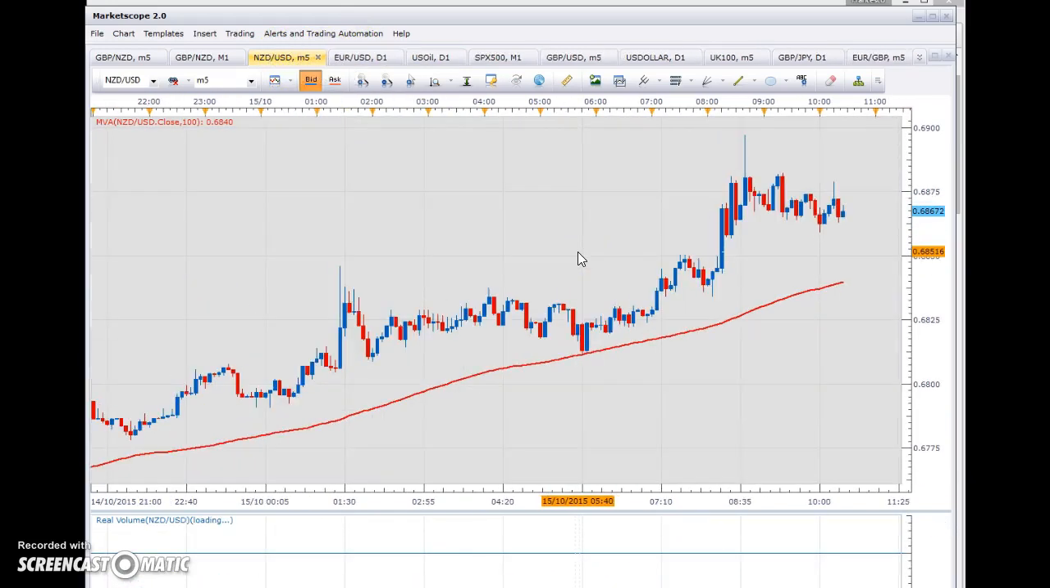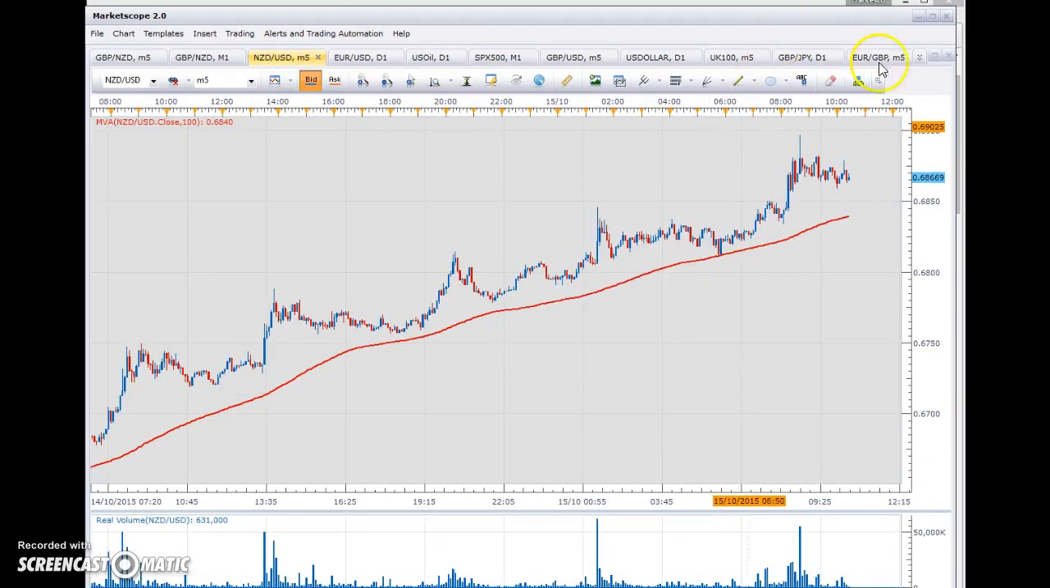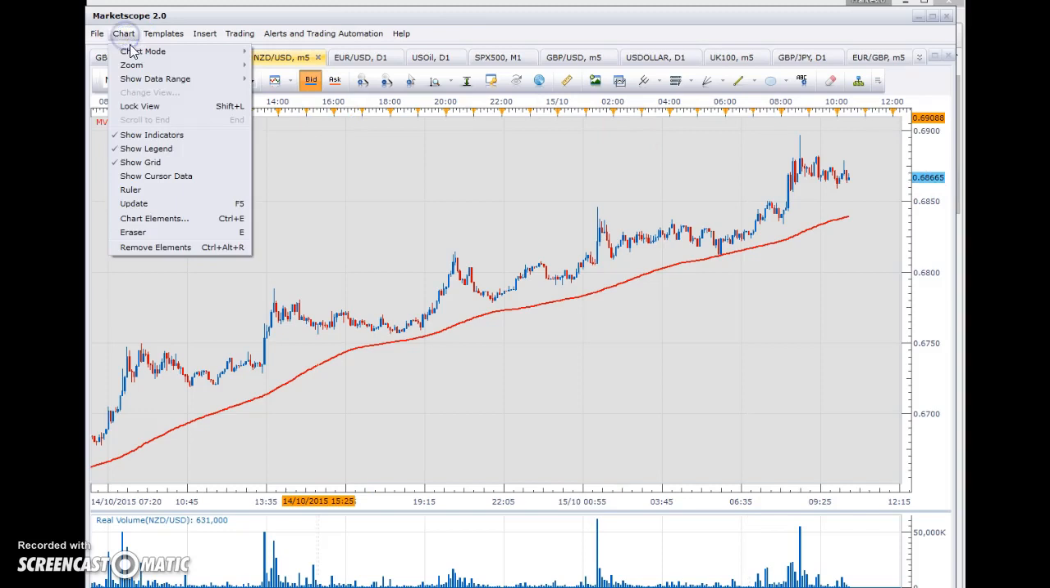So I've got a chart here of, well, let's go to currencies, because that's really what this video is about in the end. So this is a chart of the Kiwi dollar at the moment. So I'll create a new one actually, just to make it a fresh one.